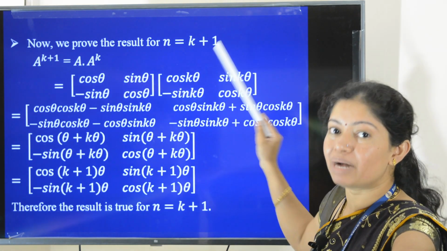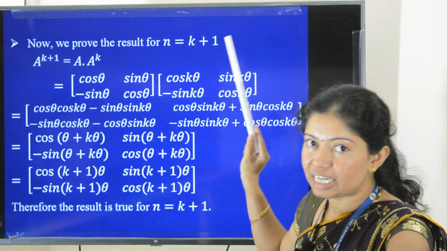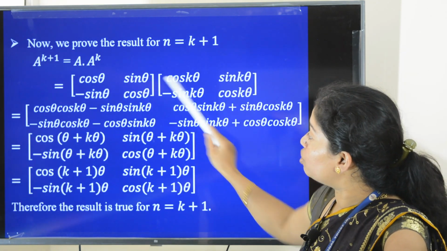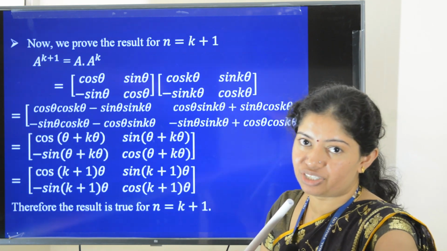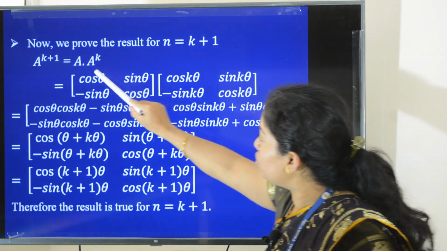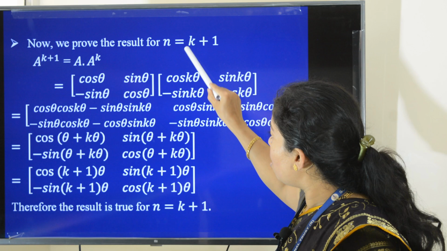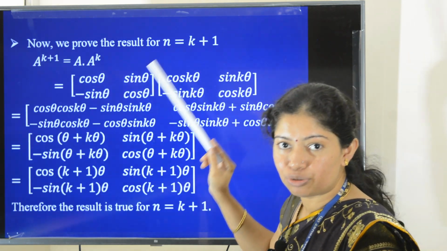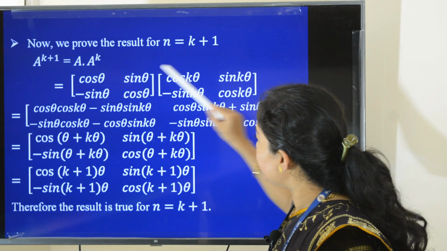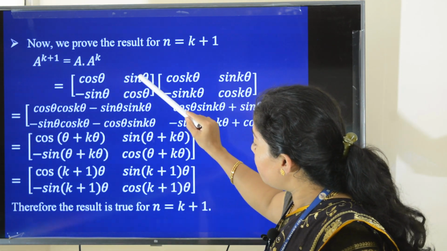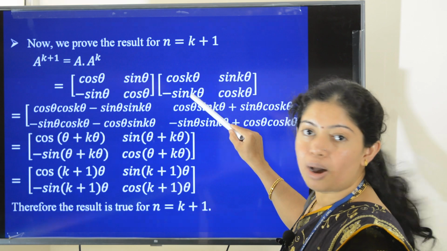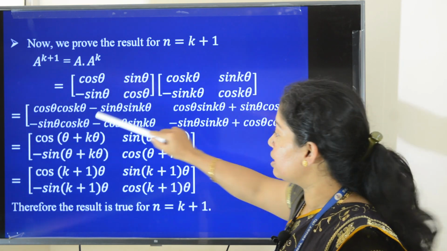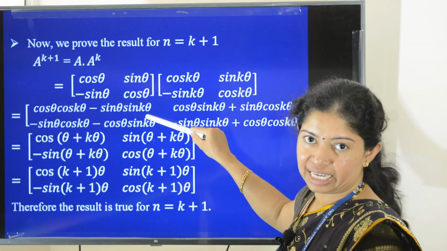What we did? We multiplied the angles by that power. Now we need to multiply these two matrices. You have to multiply row with the column, corresponding entries you have to multiply and add. So it is cos theta into cos k theta plus sin theta into minus sin k theta, that will become minus sin theta sin k theta.